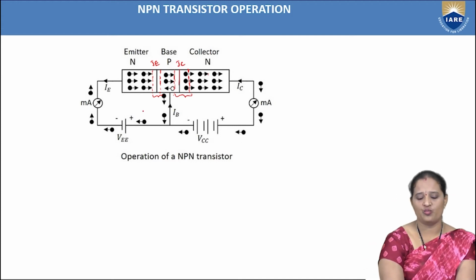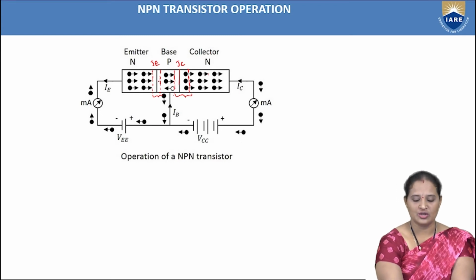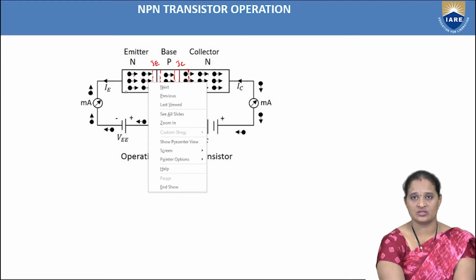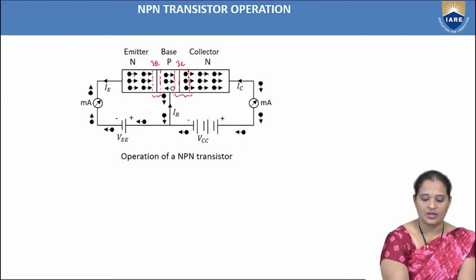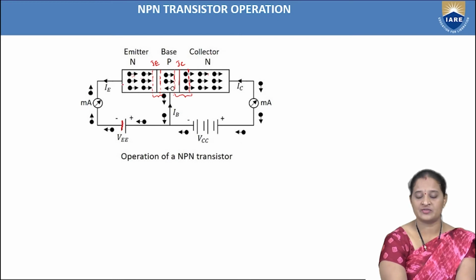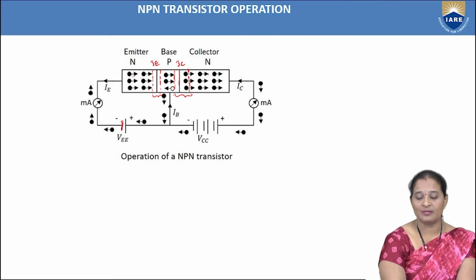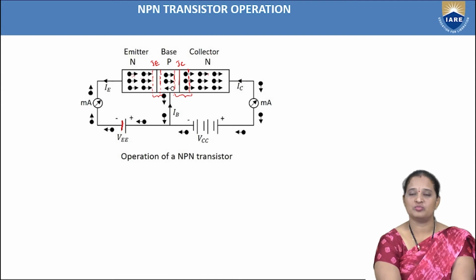So now what happens when the emitter to base junction is forward biased? What is the type of transistor here? NPN. What are the majority charge carriers of an N-type semiconducting bar? Electrons are the majority charge carriers. So I have shown these as electrons. Now what happens? Electrons are negatively charged, and we are connecting the negative terminal of the battery to the N-type semiconducting bar. So the electrons will be repelled by the negative terminal of the battery, and they will be moving towards the base terminal.